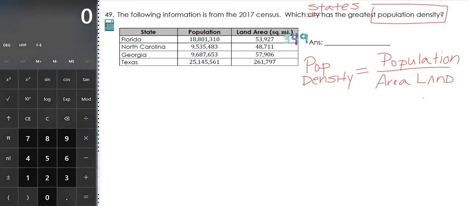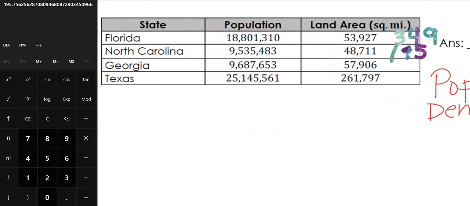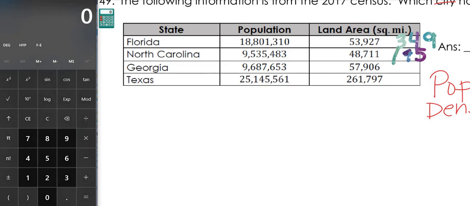Next one, North Carolina. 9,535,483 divided by 48,711. About 195. Okay. So far Florida is beating. Let me zoom in so it's easier to write. Next, let's go to Georgia. 9,687,653 divided by 57,906 square miles. About 167.